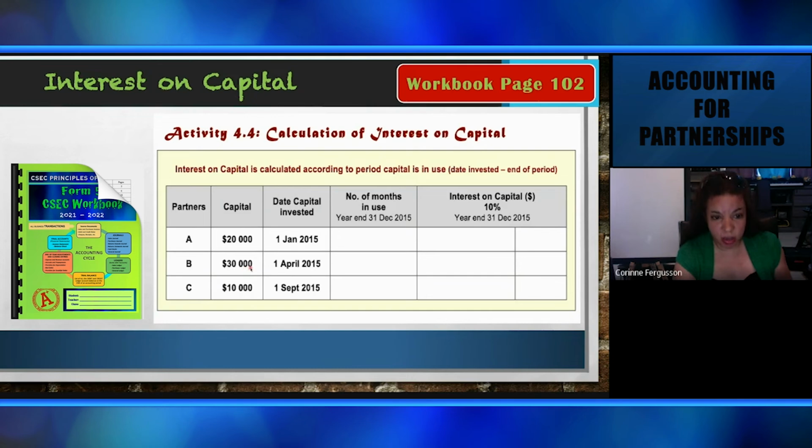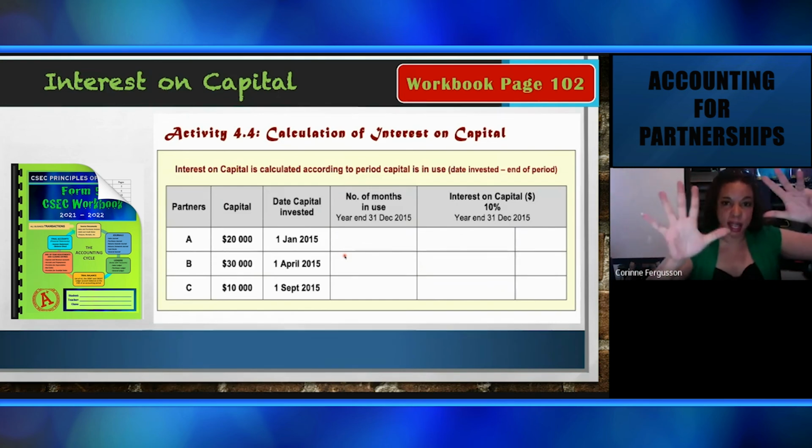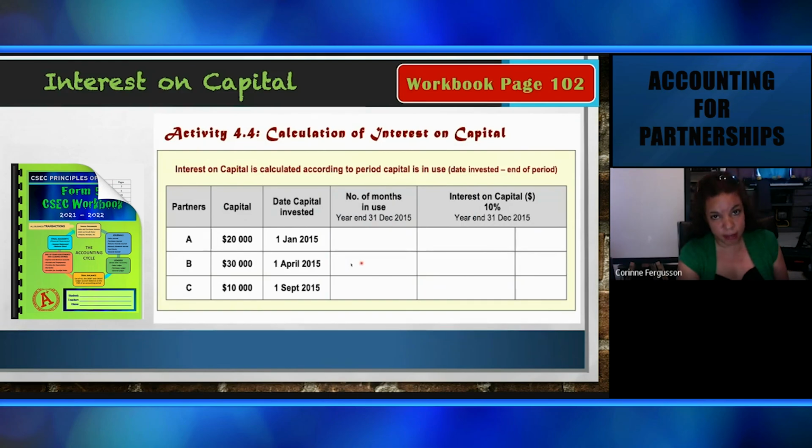For the 30,000 for partner B, when did he invest it? He invested it on the 1st of April, which was during the year. So how would you find out the number of months in use? 1st of April, so that is the full April, since he invested it on the 1st of April. So that's April, May, June, July, August, September, October, November, December. How many months is that? Is that 9 months? So that is 9 months. You're going to write down 9 months here.